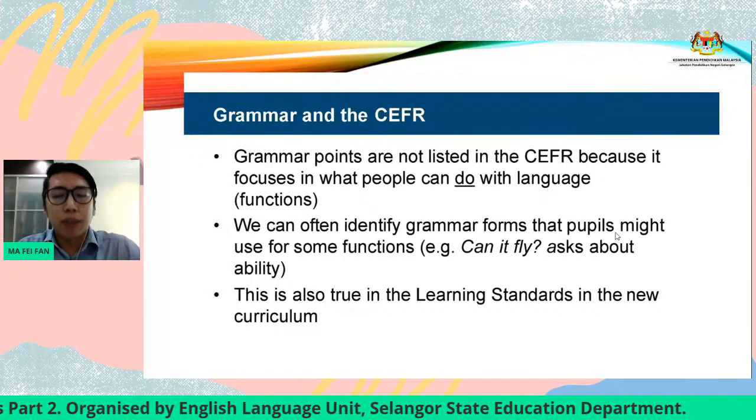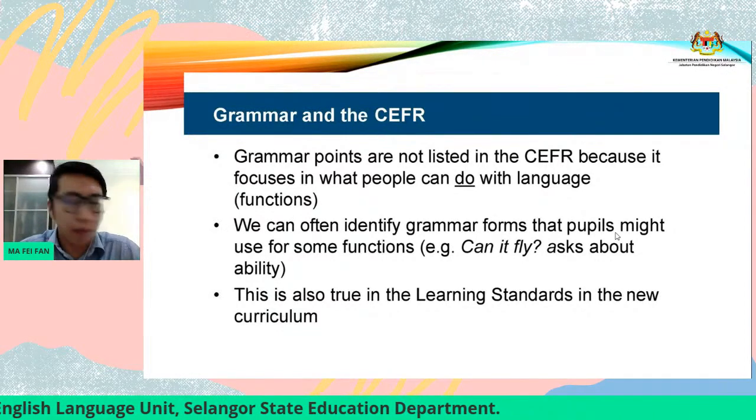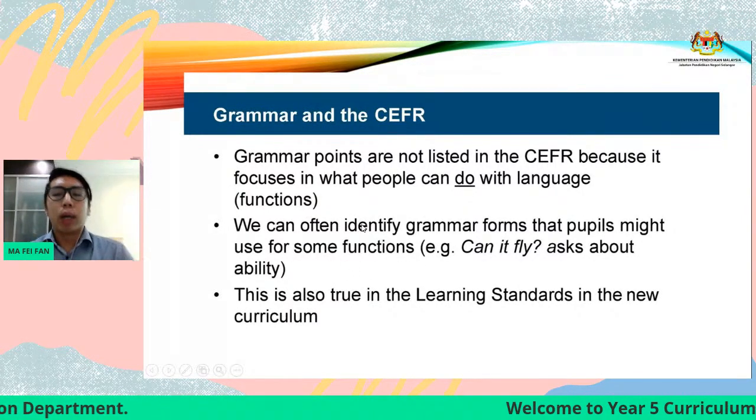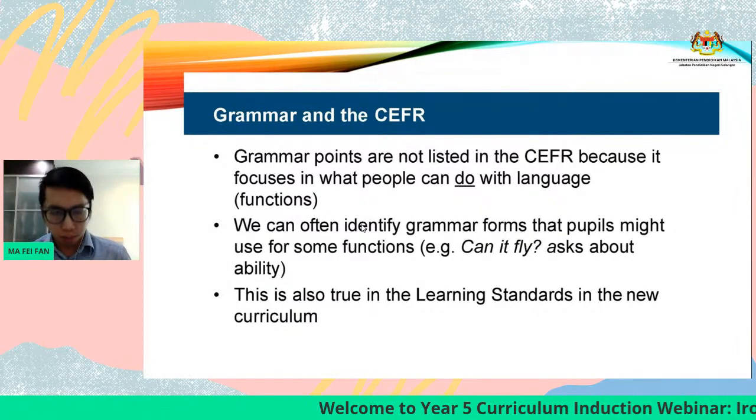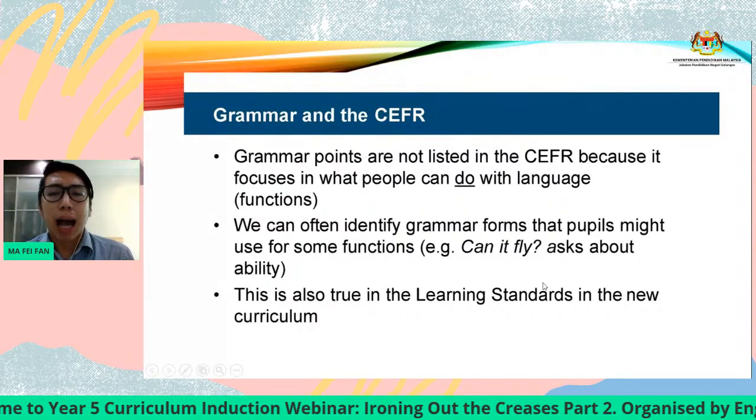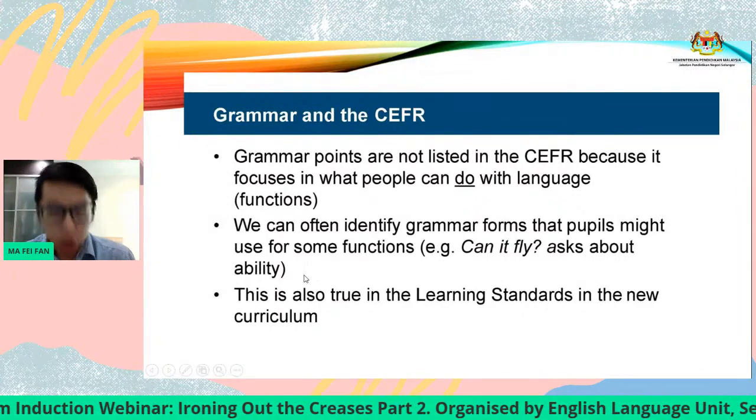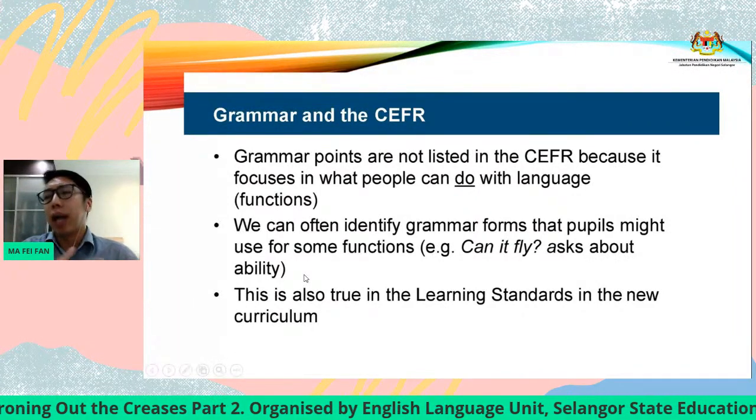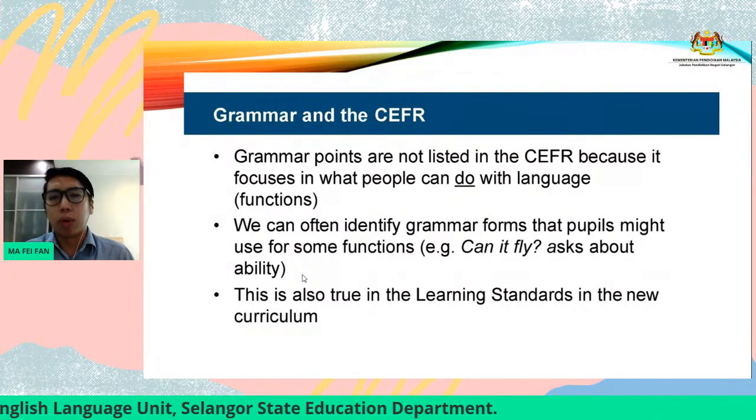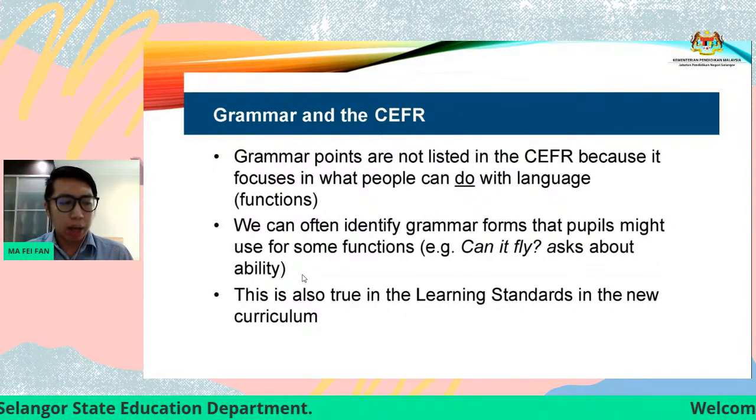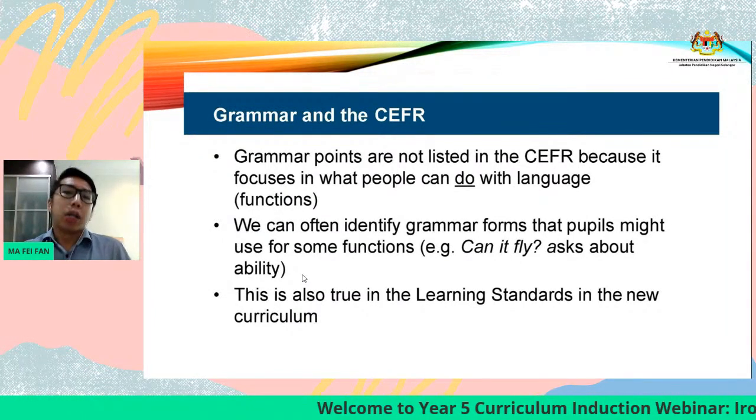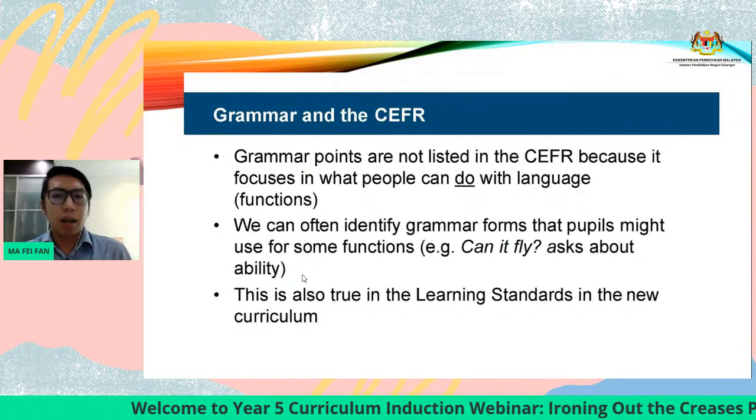And we have to identify the grammar forms that pupils might use for some function. So the most important thing here in the teaching of grammar is that we look at what kind of language functions they can perform. So for example, we look at the language function about asking about ability. Teachers can plan your grammar lessons based on the language structures that help pupils to ask about ability. All right, so maybe it will involve grammar points such as the use of modal verbs and the use of interrogative sentences or things like that.